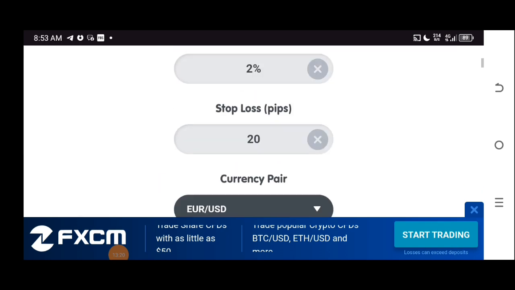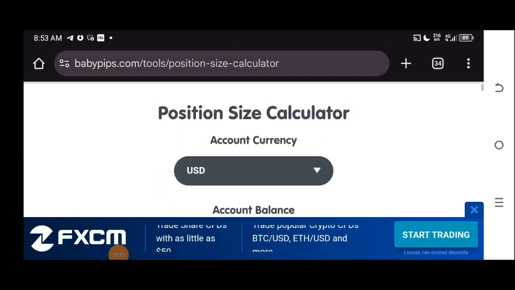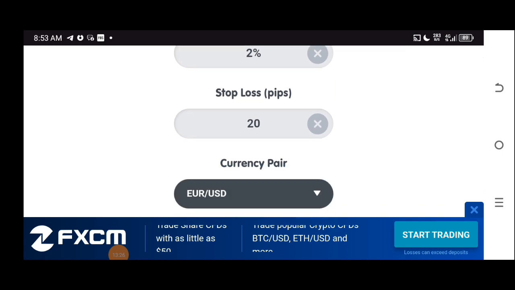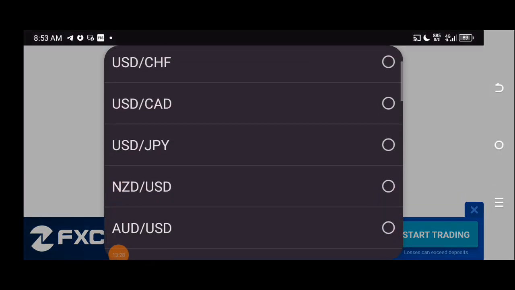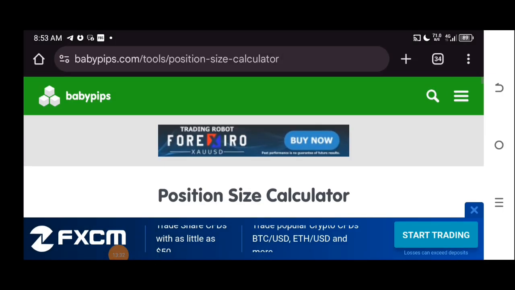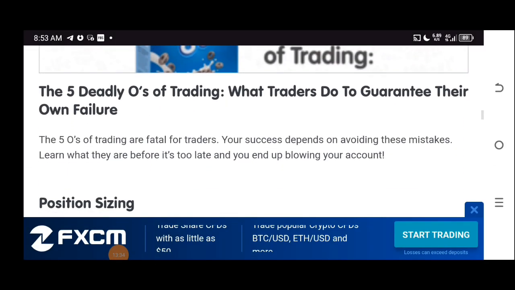Yeah, so basically that's it. The rest you could actually play around with. Just input everything, and you can just change the currency pair here to what you're trading. They're always here. And basically that's the simplest method I can show you.